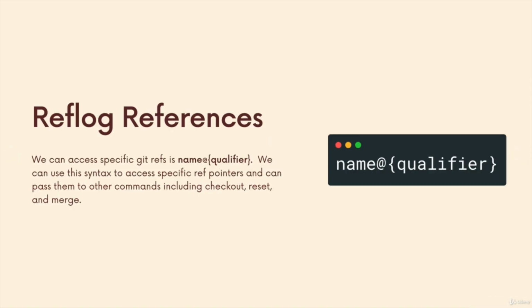Okay, so recall this syntax we've seen, where we have the name of a reference, an @ sign, curly braces, and then some number, so far at least. We'll stick with the numbers in this video. This is the way of talking about an entry in a reflog for some reference. So in other words, HEAD@{2} is the same as saying where HEAD was 2 moves ago. And we can pass these references around to different commands.